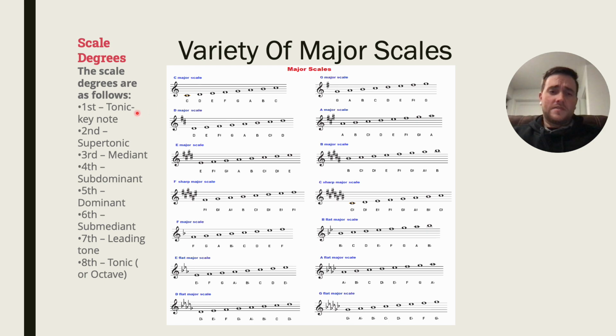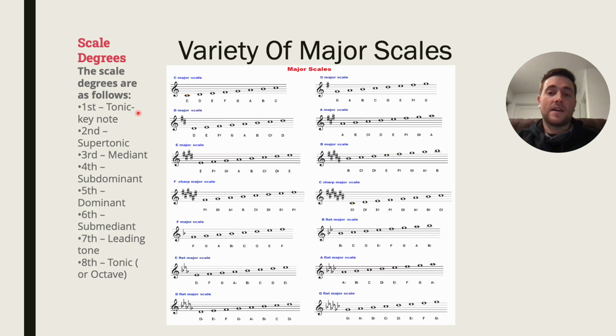So you see on this left side, I put the scale degrees here. We're not going to go over scales so much as just what a minor and a major is. But the scale degrees here on the left hand are each individual note. As I said, there are 8 notes in a scale. So the first is the tonic, which is the key note.